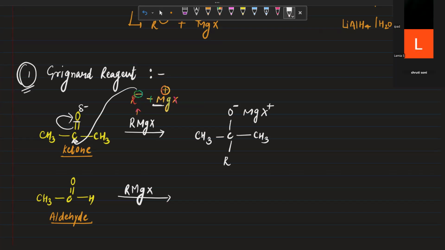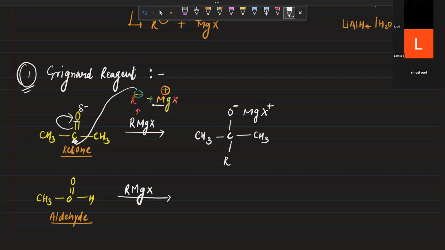Any doubt? RMgX breaks into two types of molecules. The first is R negative, the second is MgX positive. R negative is an alkyl group that is negatively charged. MgX is a magnesium halide that is positively charged.